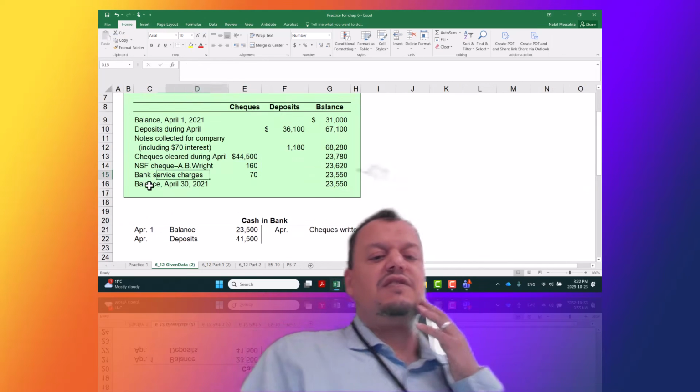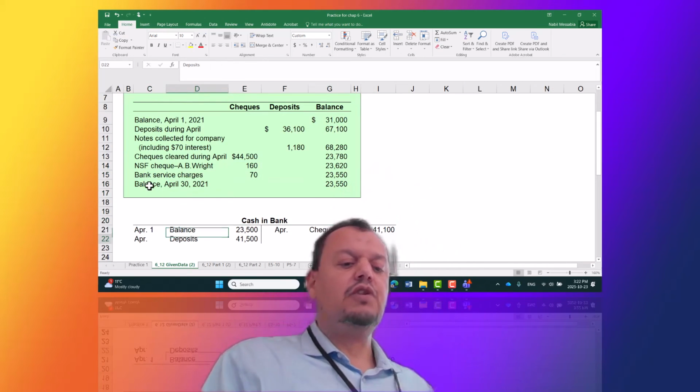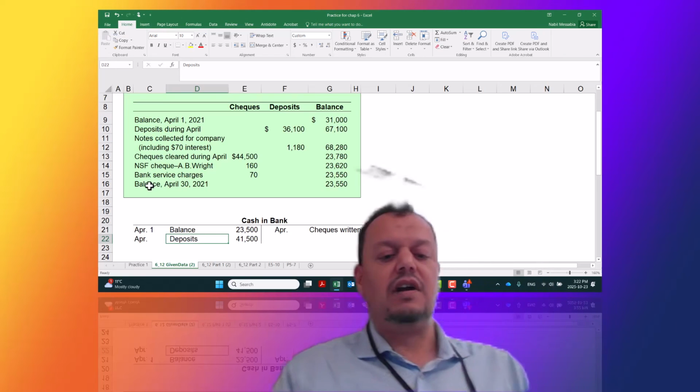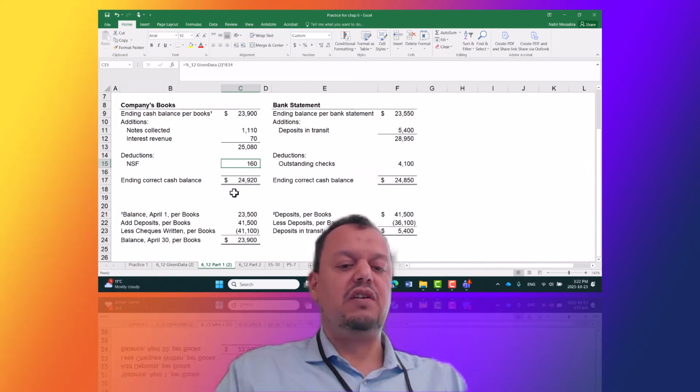Bank service charges, $70. Do we have it here? We don't have any bank service charge. All we have in our accounting is the deposit and the checks. So we did not know, we were not aware of this. And now with the bank statement, we realize that we have $70 of bank service charge. That's one of the reasons the balance was not identical. So now this $70 has to be added to the bank reconciliation.